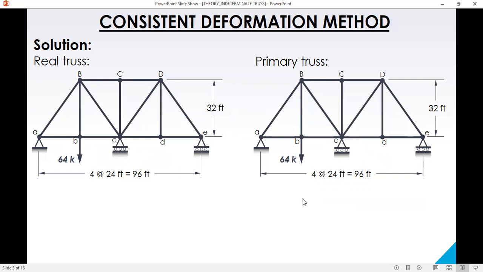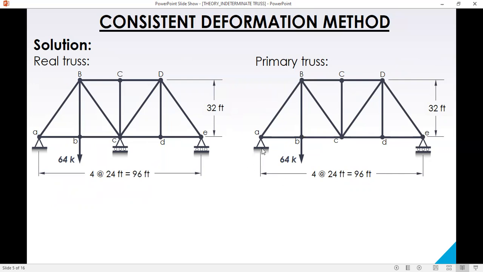Okay. So if we remove the constraint, if we remove the support at C, we allow joint C to deflect, to be displaced downward because of this load. Originally, there is no displacement since there is a support at C. But since we remove the support, then C will be displaced downward. So this will be our primary truss, and the truss is now determinate.